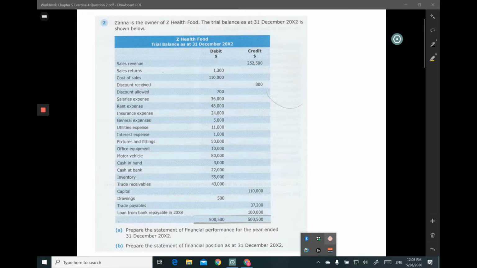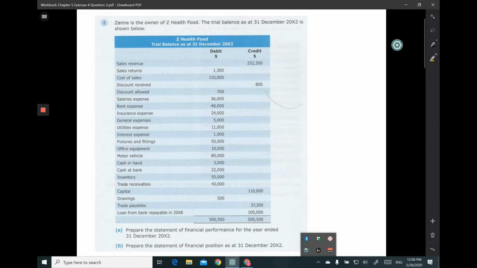Before you do the two statements, there's always a step one where you need to categorize the accounts first. If you know how to categorize them, it makes it easier when you do your statements later on. So I'm going to categorize the accounts that belong to the statement of financial performance. I'm going to use blue ink to label them first.